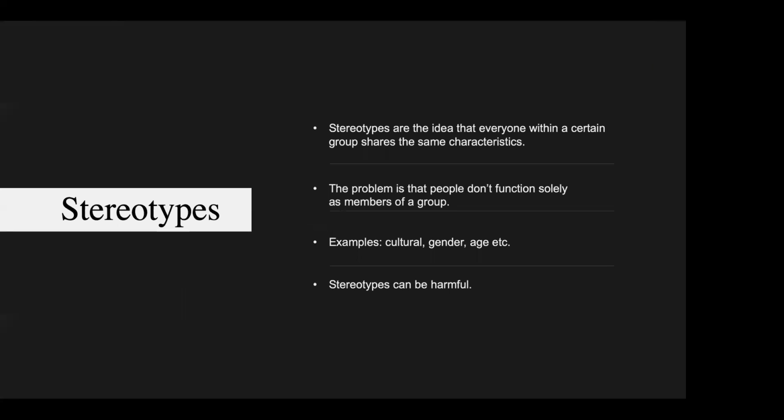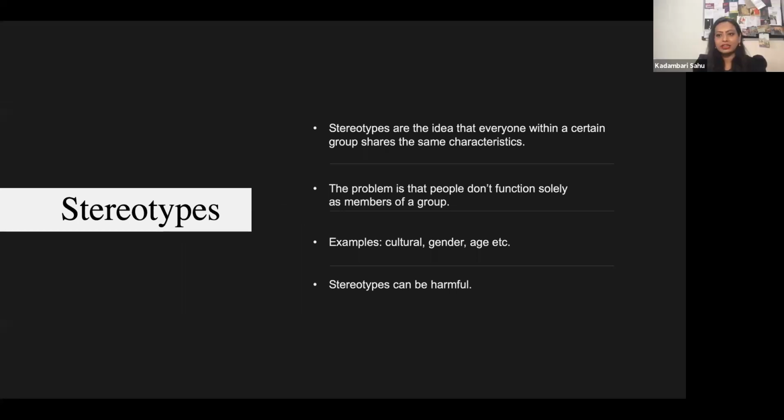Stereotypes are oversimplified, generalized ideas that people within certain groups share the same characteristics. Now, there's a lot of problem with this, right? We all know that we fall into various social groups, cultural groups, identities, and various things, but we are individuals at heart. We have our own dreams, aspirations, qualities, and abilities that are independent of the group, and that's why people don't function solely as a member of a group. And this whole idea of just being part of a group and having distinct qualities is ridiculous.